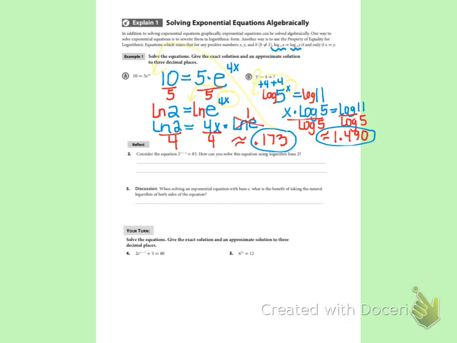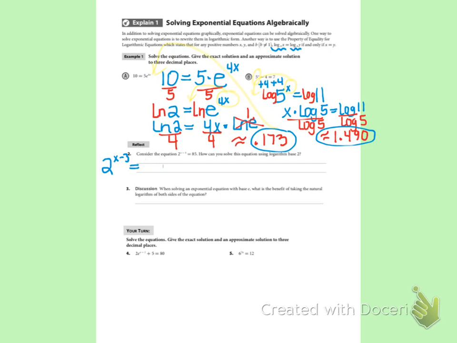So let's take a look at the reflect question number 2. It says, consider the equation 2 to the x minus 3 equals 85. And it says, consider using log base 2 to solve. Like I said, you can really use any base that you want. So let's say instead, okay, so it's got the base all by itself.